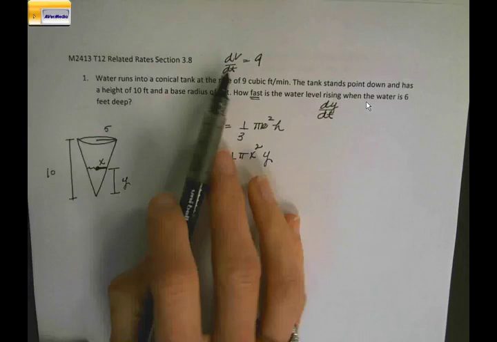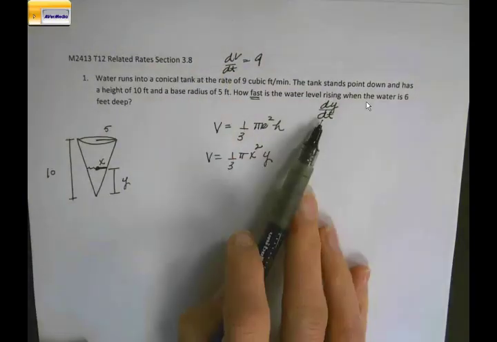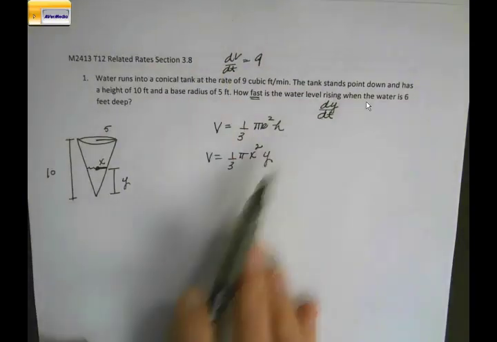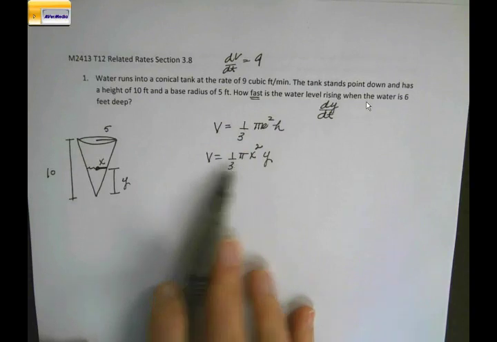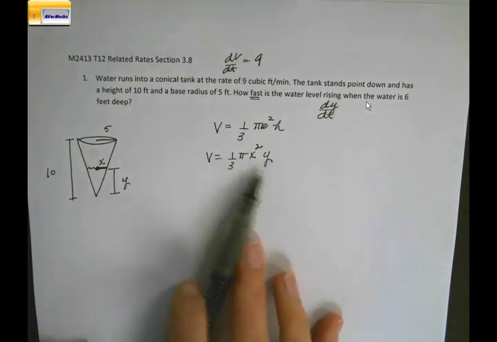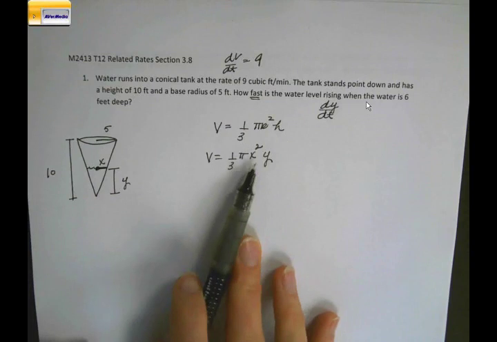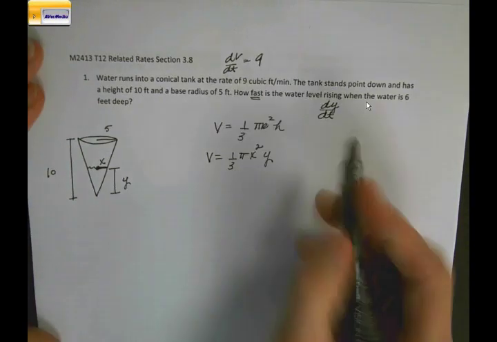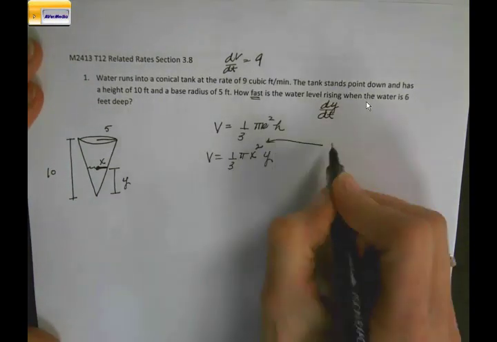So what we have is volume information and height of the water information. We don't have anything on x. We have too many variables here and no information on x. So we need to figure out how to get rid of x. We want everything in V and y, and x needs to go. So the goal is to eliminate x.